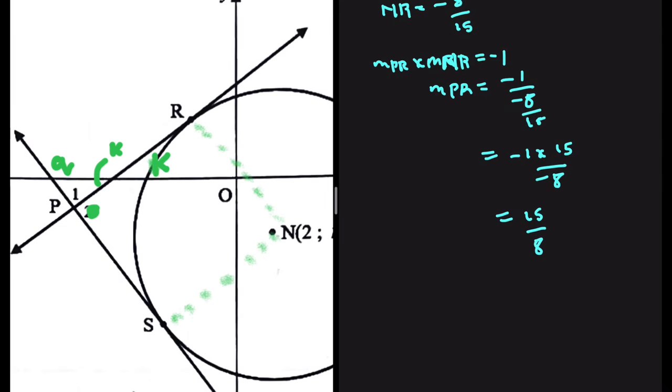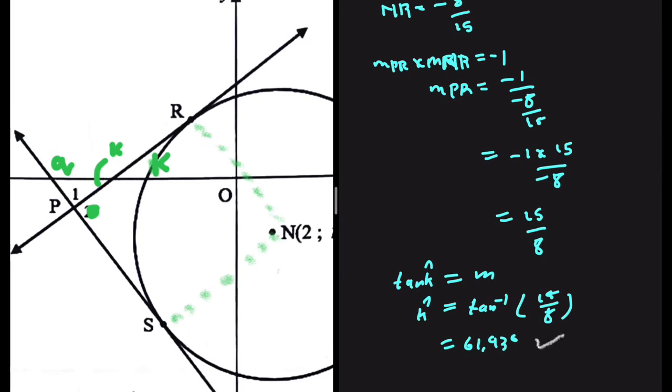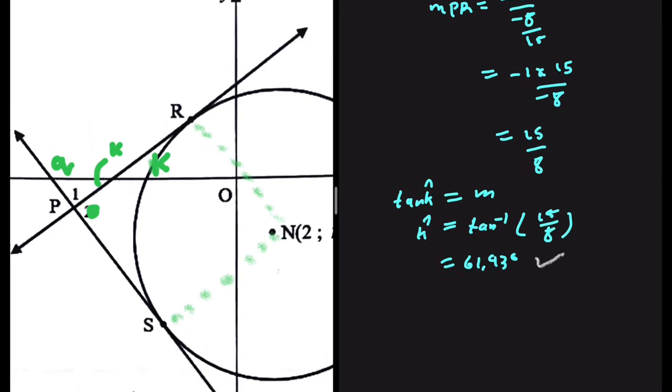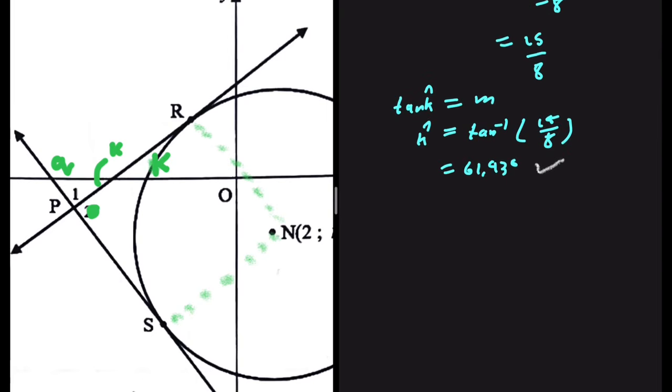So let's go ahead and find the value of K, the inclination of PR. So we can say that tan K is equal to the gradient. So our angle K is equal to tan inverse of 15 divided by 8. And if you do that, you should get 61.93 degrees as the size of angle K. So now we have angle K. Let's go ahead and find the size of angle P.